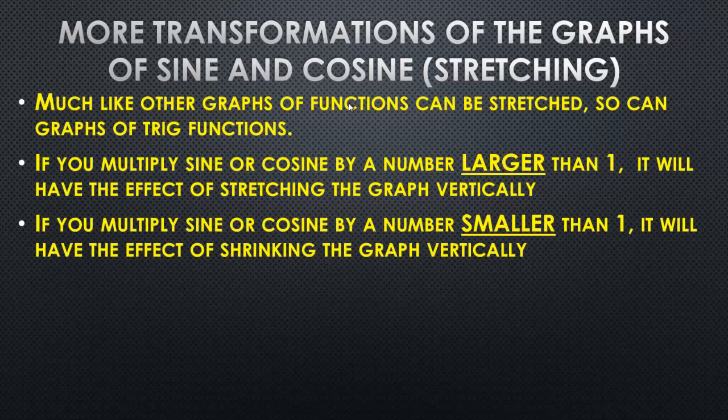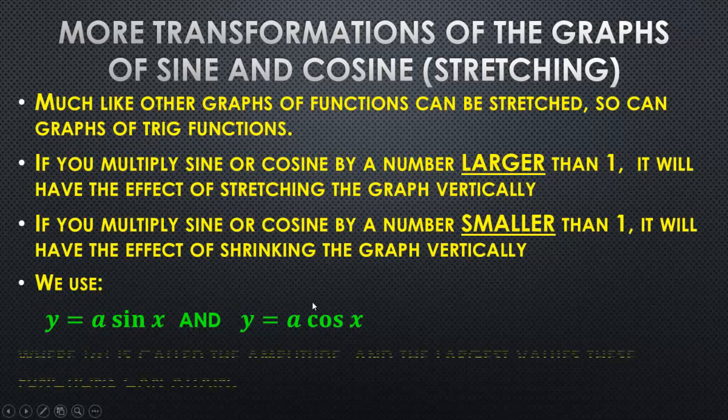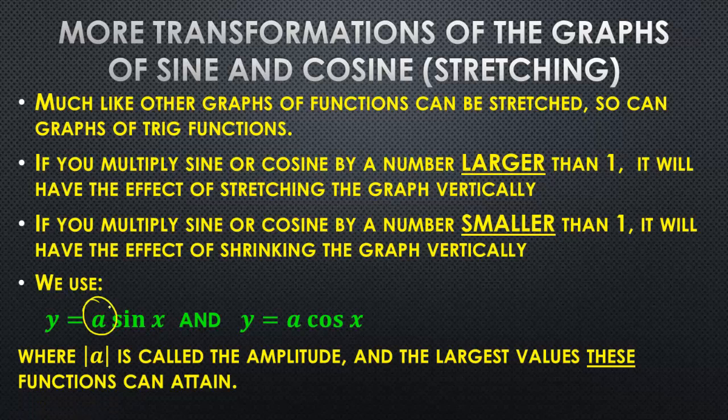And remember, it has to be greater than 0. If it's less than 0, that means it's a negative number, which means you're reflecting it before you're doing any other transformation to it. So basically we have a times the sine of x and a times the cosine of x. Now this a right here, we take the absolute value of that and we call that the amplitude, and that's the largest value these functions can attain from that midline or axis, depending on if it's been shifted or not.